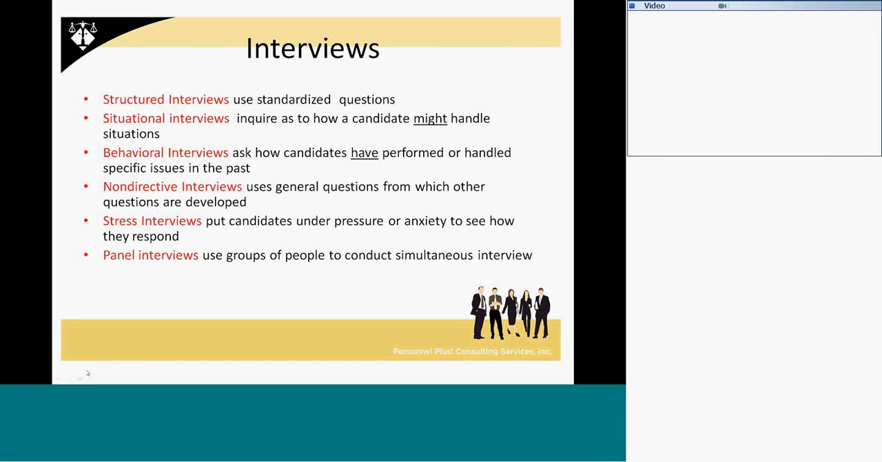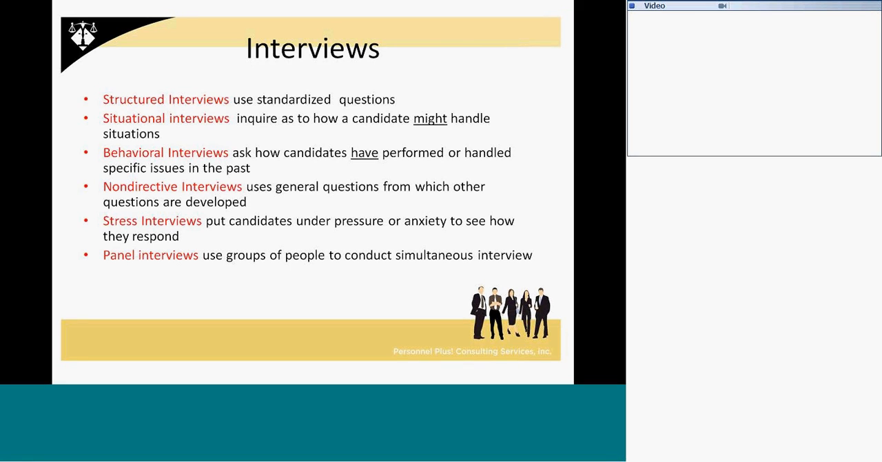Interviews are very popular, something like 97% of all hiring decisions involve some form of an interview, typically face-to-face, occasionally over the telephone, but very popular, even though it has very low predictive ability.